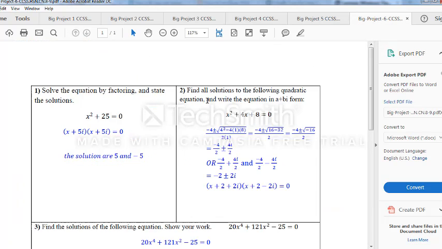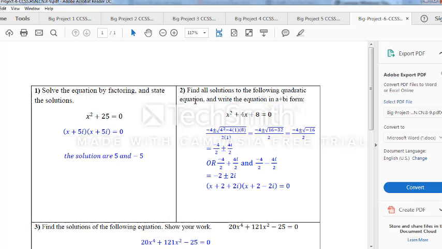Project 6, this is the last big project that we have. Project 6 is the simplest one. All we have to do is factor these numbers. That's it. So (x + 5)(x + 5) equals 0, because it will be x powered by 2 plus 25. So the solutions are 5 and negative 5.